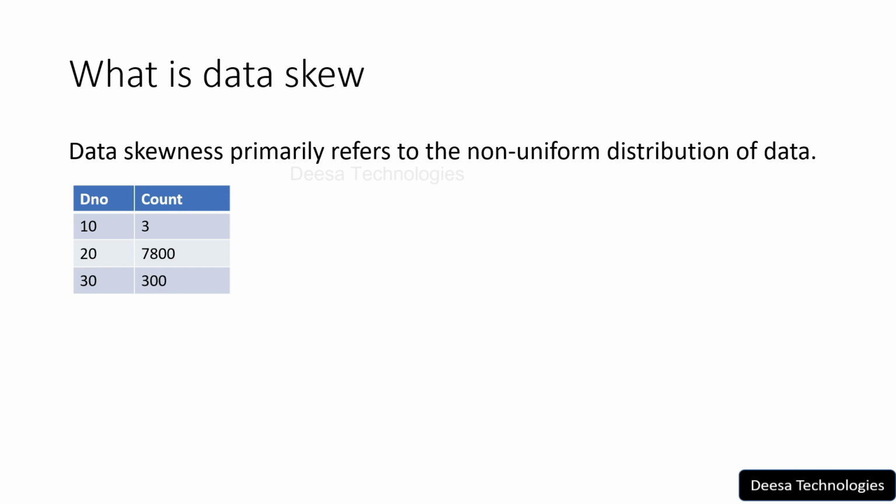It's larger than the other two values. So you say that the data is skewed here because this is not uniform. 7800 is way bigger than 3 or 300.